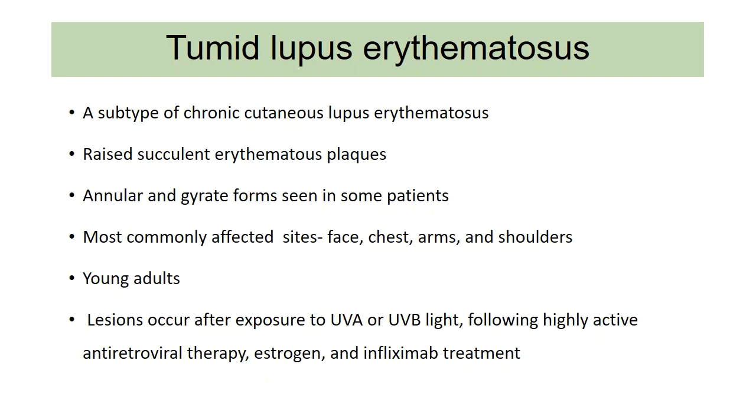The next entity is tumid lupus erythematosus. It is a subtype of chronic cutaneous lupus erythematosus. Clinically, it presents as raised, succulent erythematous plaques, or it can show annular and gyrate forms in some patients. It commonly affects the face, chest, arm, and shoulder, and it is seen in young adults. The lesions occur after exposure to ultraviolet light or following therapy, like highly active antiretroviral therapy, estrogen, and infliximab treatment.